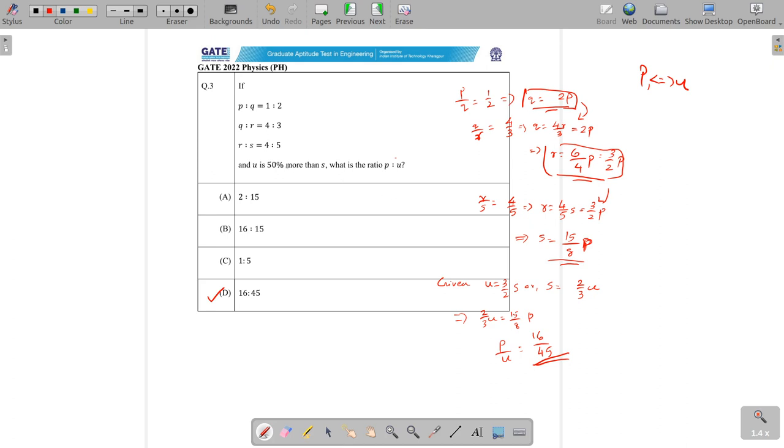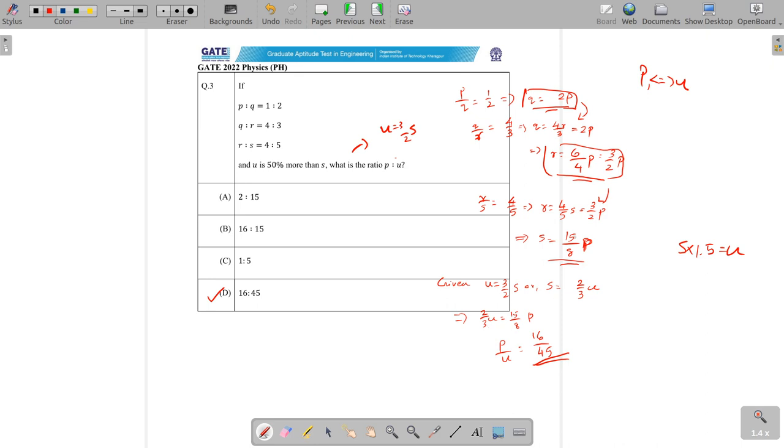Now the last step: U is 50% more than S. So that means it's 1.5 times S. So if you have S times 1.5, that much is your U. You use 3 by 2 times S. They are just saying it indirectly. This statement basically means U equals 3 by 2 S.